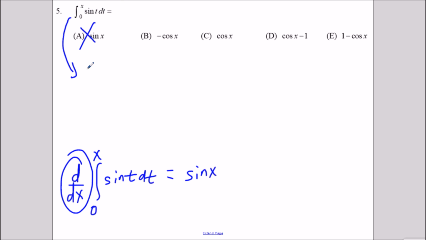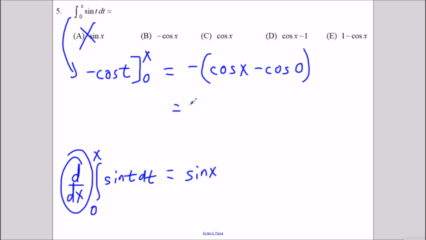If we apply FTC part 1, we're going to have negative cosine t as our antiderivative, and we're evaluating this from 0 to x. So we leave the negative outside and we'll have cosine, and we replace t with x, minus cosine of 0. This gives us negative cosine x minus 1. And if we distribute the negative and write the constant first, we'll have positive 1 and negative cosine x, which is choice E.